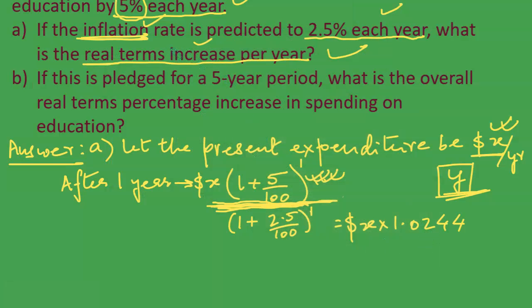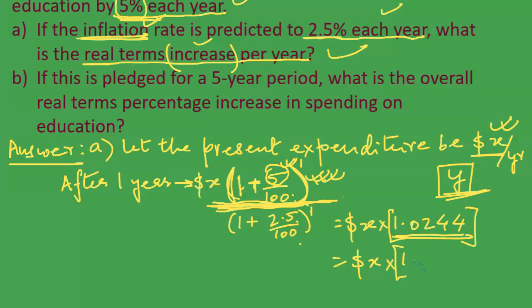And now since I have to find the increase, I have to express this part in this format, 1 plus something. Because it is an increase, it is 1 plus something. And the numerator will be the percentage over 100. See, it was 5%, it is 5 over 100. 2.5%, it is 2.5 over 100. So I want to express this number in this format. How do I do this? I can write $X times 1 plus 0.0244, but that has to be expressed as something divided by 100. Therefore, I can write this as 1 plus 2.44 divided by 100.